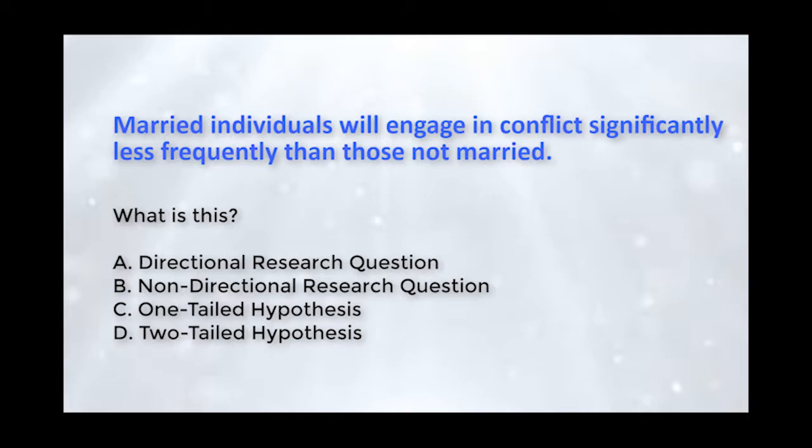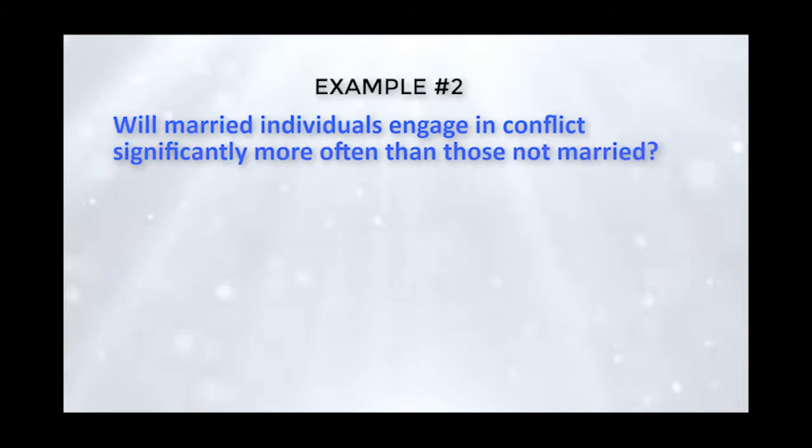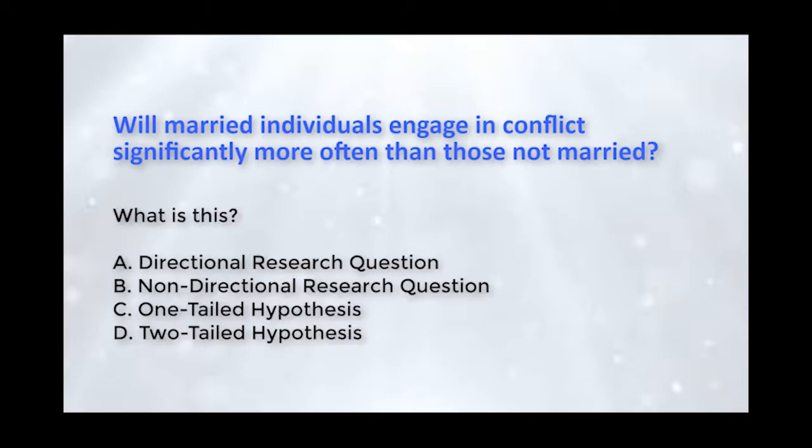First, you look at the structure and you notice it is a statement and therefore determine it is a hypothesis. Second, you examine the prediction and you notice it does make a prediction using the word less, and it is therefore a one-tailed hypothesis. Example number 2. Will married individuals engage in conflict significantly more often than those not married? What is the answer?